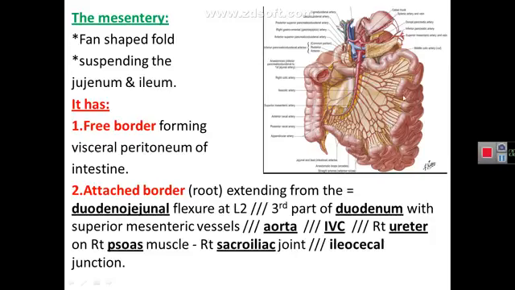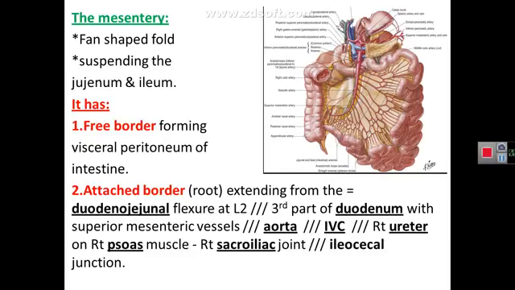What about the anatomy of the mesentery of the small intestine? The term small intestine refers to the duodenum, then the jejunum, then the ileum, which opens into the cecum. But fortunately, the duodenum is a retroperitoneal organ. It does not have a mesentery. The mesentery of the small intestine is a fan-shaped fold of peritoneum that suspends only the jejunum and ileum parts of the small intestine.